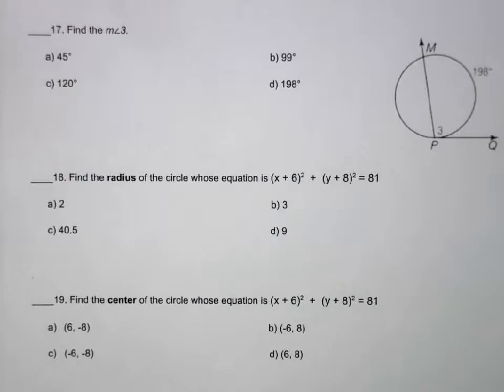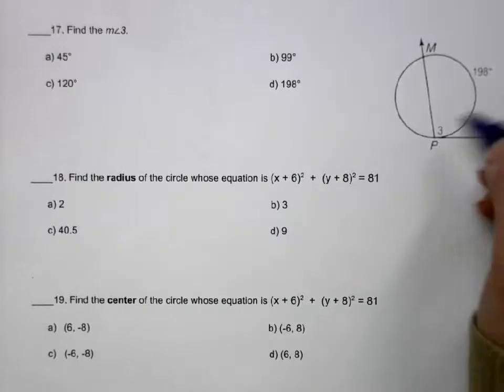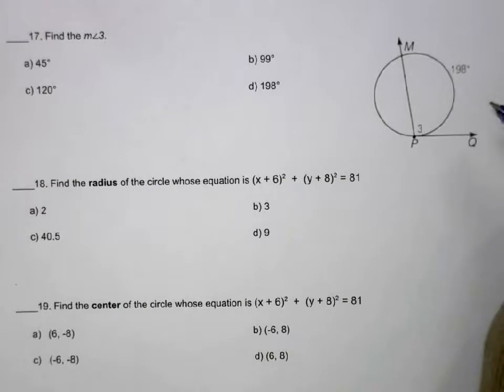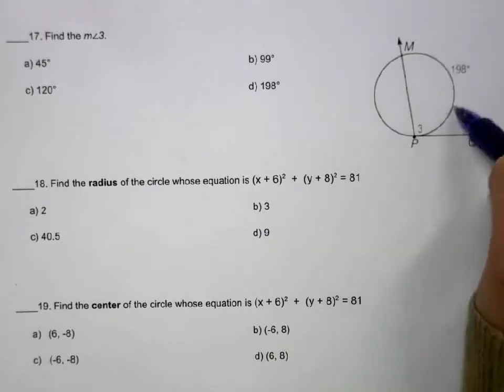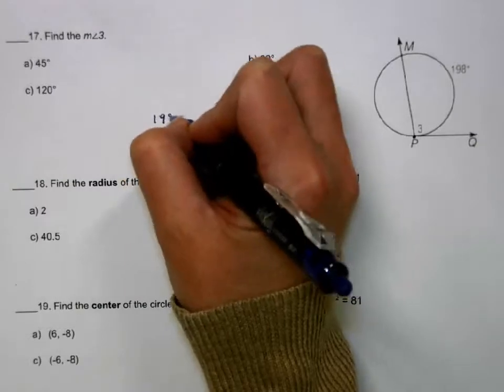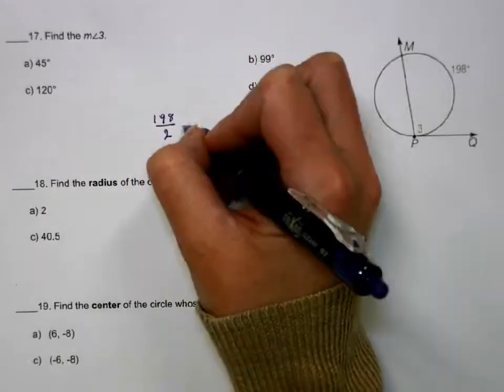Okay. We want to find the measure of angle 3. Well, the measure of an inscribed angle, if it's on the edge like that, is going to be half of the arc we have. So this angle 3 is going to be half of 198, which is 99.